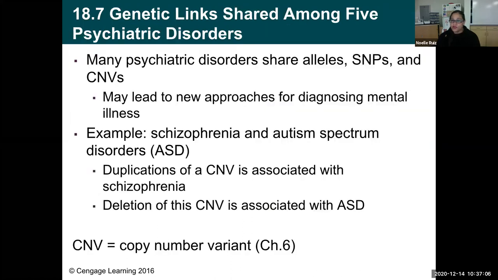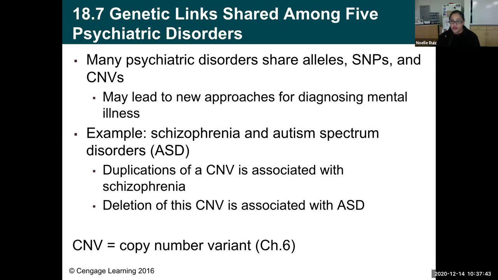Many psychiatric disorders share alleles, SNPs, and CNVs. At the bottom, I put CNV stands for copy number variant. We studied those in chapter 6. The fact that we know this may lead to new approaches for diagnosing mental illness. It's easier to diagnose a mental illness if a person gets their DNA profiled, and researchers can see exactly which allele they have and if they have the potential to develop a disorder.